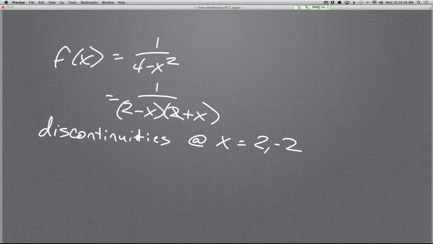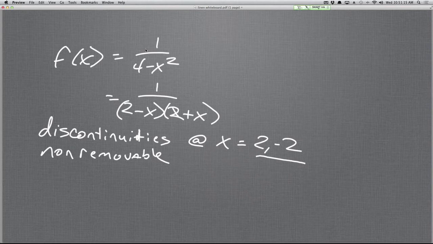Are those discontinuities removable or non-removable? That's an asymptote. Since I'm dealing with asymptotes, that means these are non-removable. So I've got 2 discontinuities, they're both non-removable. If I were to graph 1 over 4 minus x squared, what is happening right here? There's only 2 options. My graph either has to go up or it's got to go down at those 2 spots. Okay, very good.